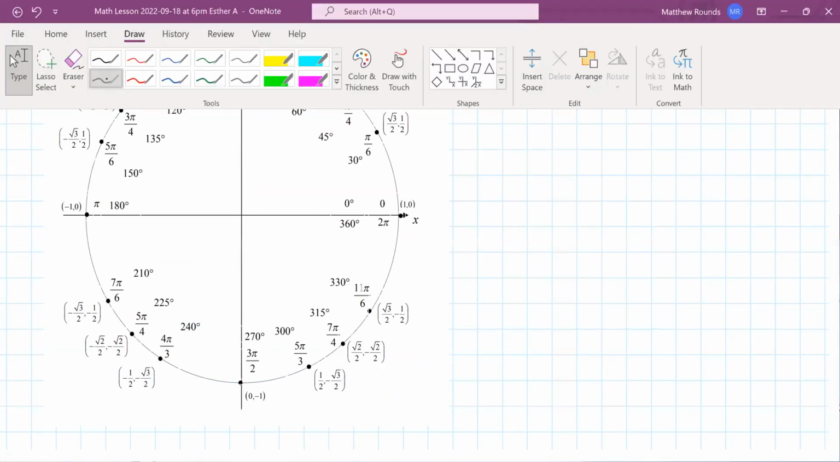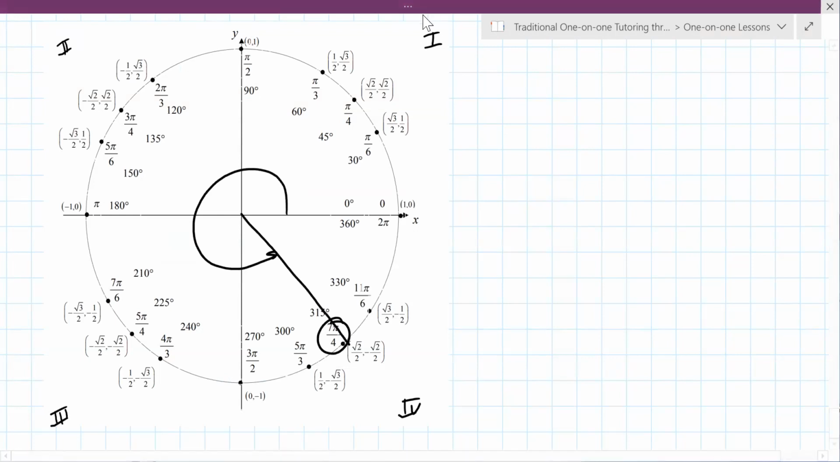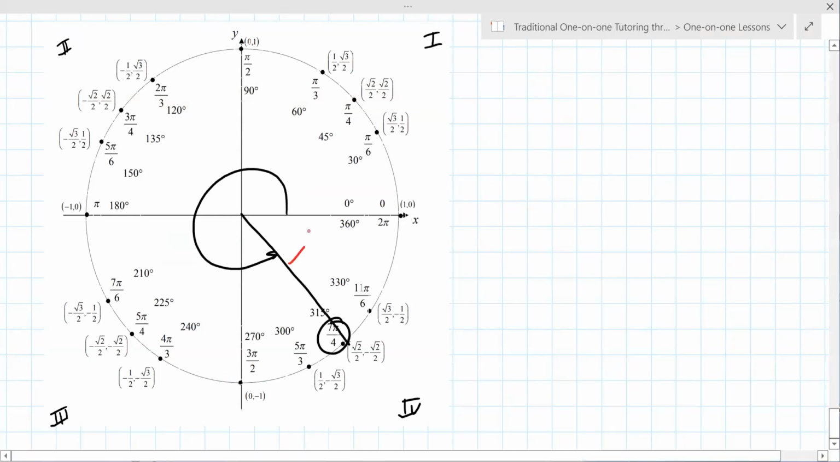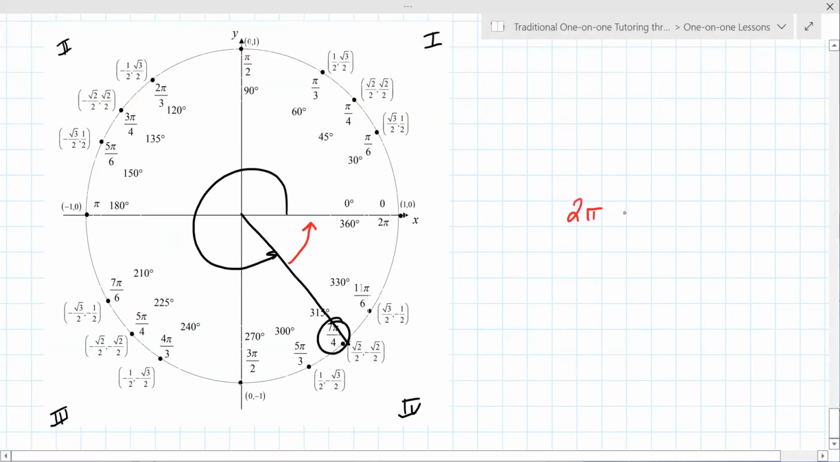So where is 7 pi over 4? Which quadrant are we in for 7 pi over 4? This one, quadrant 4. 7 pi over 4 is right there in quadrant 4. Perfect. In terms of how you got there, you went this way, counterclockwise. Now we want the angle with the x-axis. Because it's in radians, I wrote this down: it's 2 pi minus the angle you're given, 7 pi over 4.